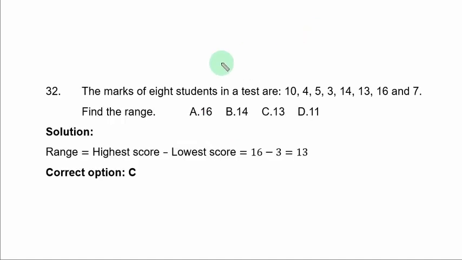Question 32. The marks of 8 students in a test are 10, 4, 5, 3, 14, 13, 16, 7. Find the range. The range is the highest score minus the lowest score. Highest is 16 minus 3, and that is 13. C is the correct option.